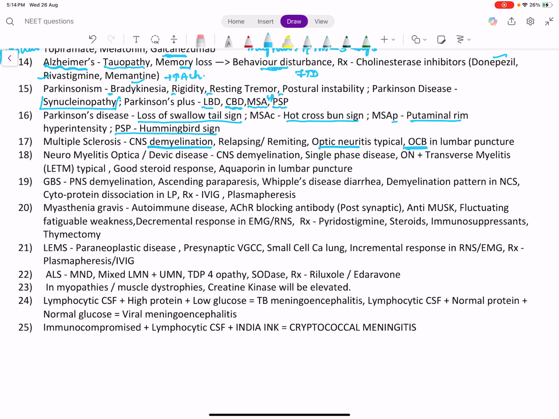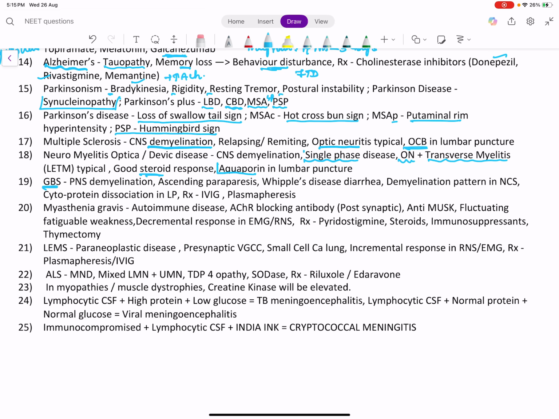Neuromyelitis optica or Devic disease is also CNS demyelination, but contrary to multiple sclerosis, it's a single phase disease. It occurs only once. Here the classical features are optic neuritis and transverse myelitis, especially longitudinal extensive transverse myelitis. Here there is a good steroid response. In multiple sclerosis, only in few cases steroid response will be there. Here we see aquaporin antibody in lumbar puncture.